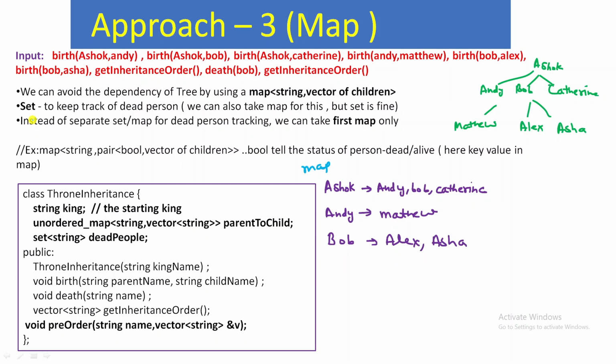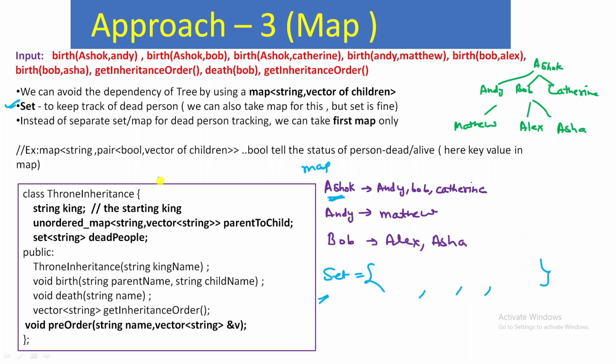Now how will we keep track of the dead person? In the earlier tree implementation, we had the is alive field in each of the nodes, right? Now here, we will take, let's say, a set, and this set will store the names of those people who have died.